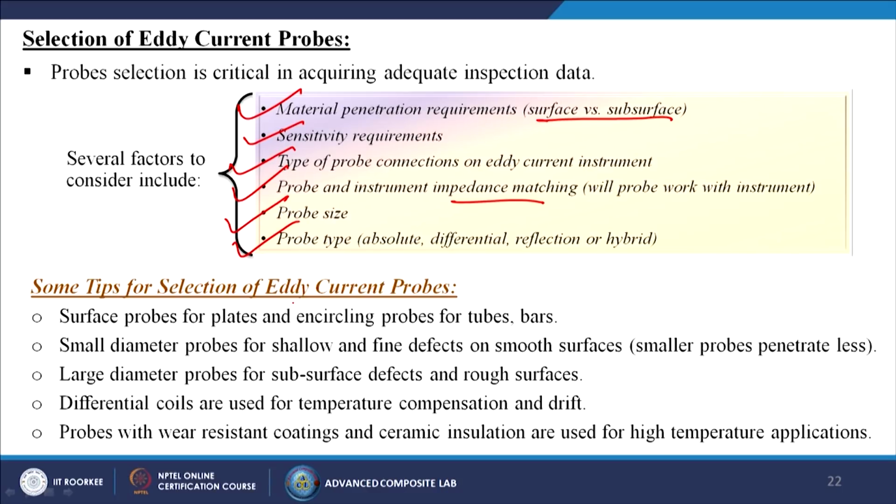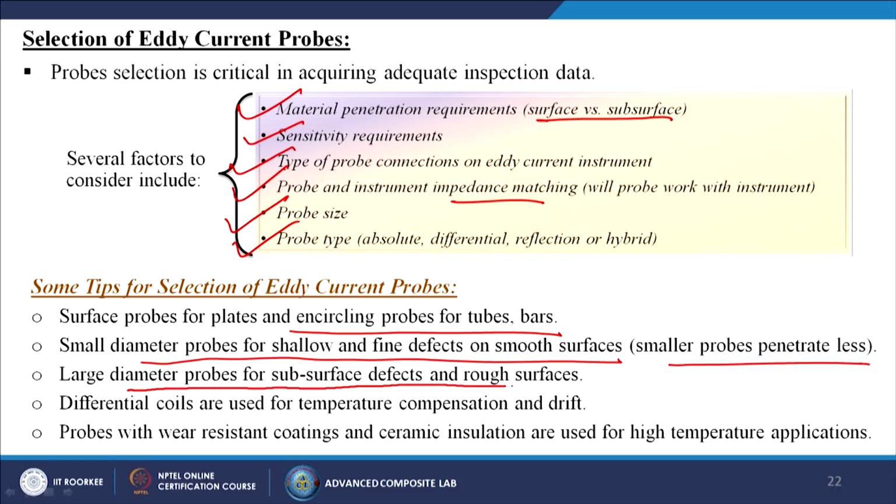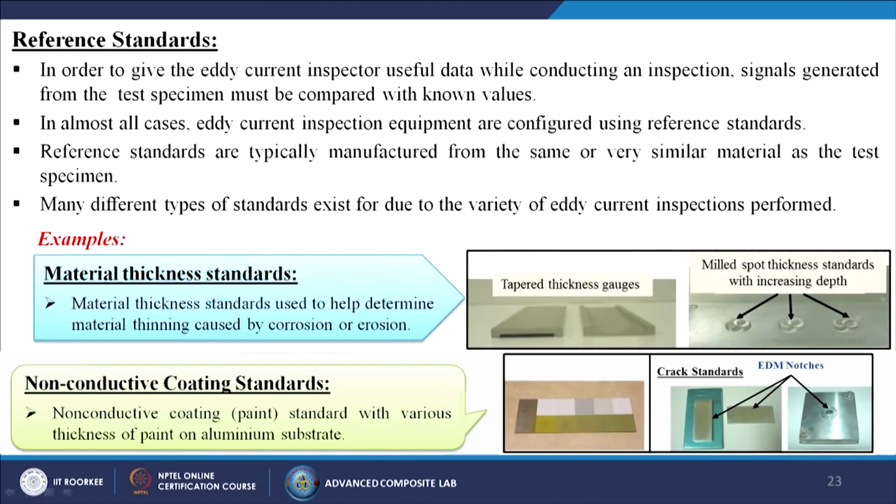Some tips for selection of eddy current probes: surface probes for plates and encircling probes for tubes and bars; small diameter probes for shallow and fine defects on smooth surfaces, smaller probes penetrate less; large diameter probes for subsurface defects and rough surfaces. Differential coils are used for temperature compensation and drift. Probes with wear resistant coating and ceramic insulation are used for high temperature applications.